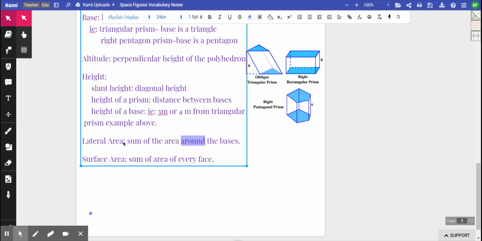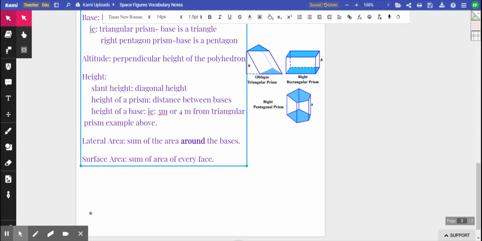So if we're looking at that right pentagonal prism example here, the lateral area would be all this white stuff going around the bases, because the base is the pentagon here and here. We don't want to calculate the area of that. We just want to calculate the lateral area, the area of the 5 rectangles that are going around the pentagon, that are connecting the base to the base.